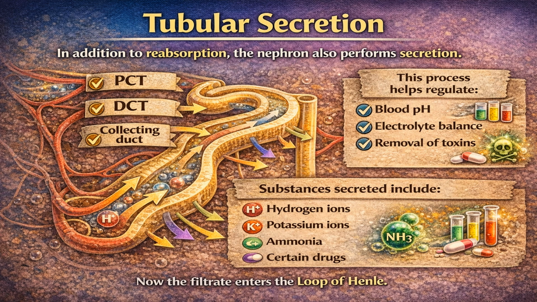In addition to reabsorption, the nephron also performs secretion. This occurs mainly in the PCT, DCT and the collecting duct. Substances secreted include hydrogen ions, potassium ions, ammonia and certain drugs. This process helps regulate blood pH, electrolyte balance and removal of toxins.